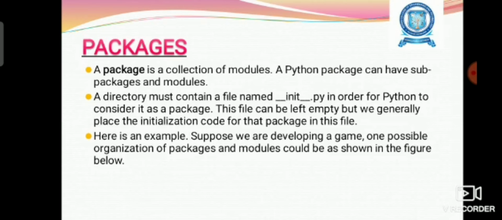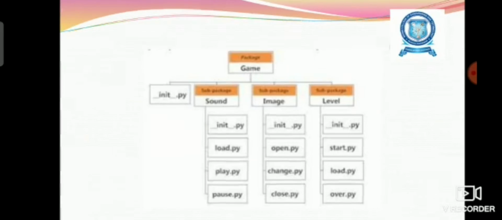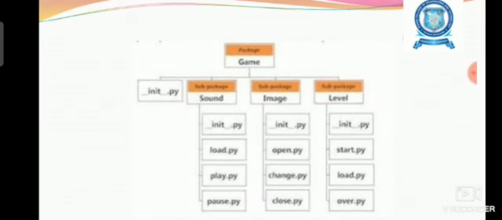We are going to develop a game software, and we are going to see one possible organization of packages and modules for the gaming software. In the diagram, we are seeing the organization of modules and packages. The main package is called game. The game package has three sub packages: sound, image and level.